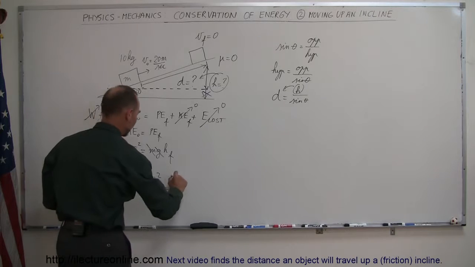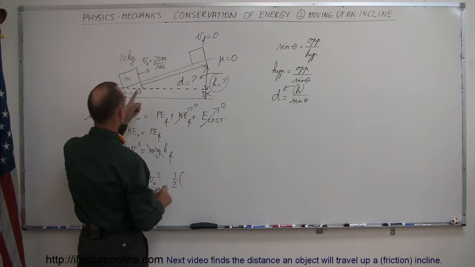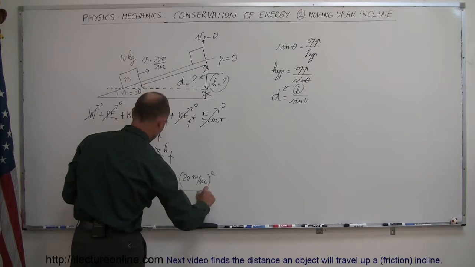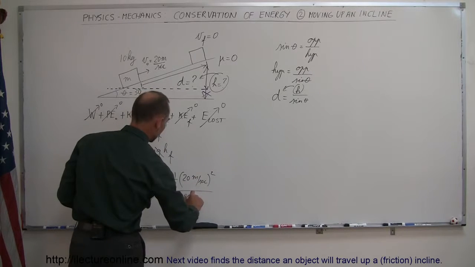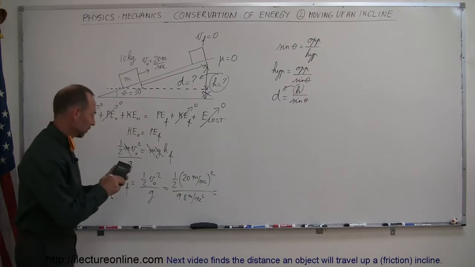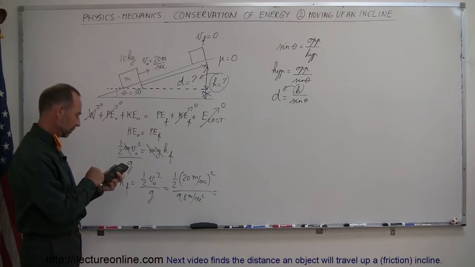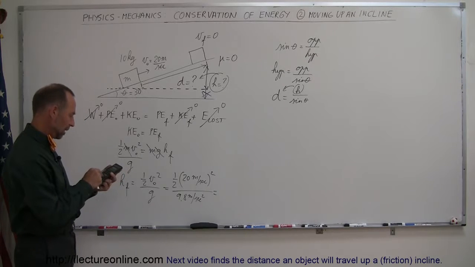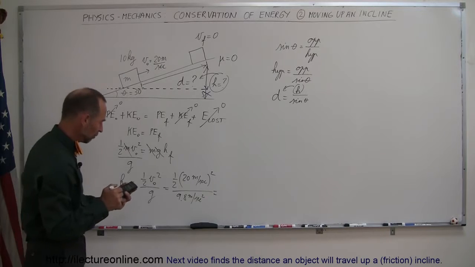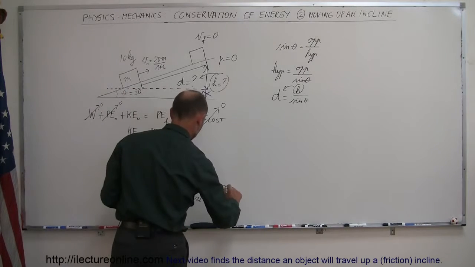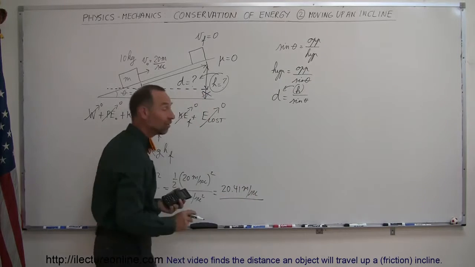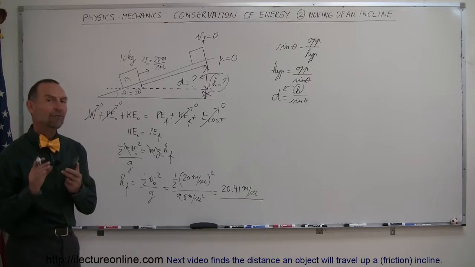If I plug in the numbers, I get 1/2 times the initial velocity, which is 20 meters per second, squared, divided by g, which is 9.8 meters per second squared. And that will give us the final height. So that gives us 400 divided by 2 and divided by 9.8. And that gives us 20.41 meters. All right, that's how much height it gained, but that's not how far it traveled up the incline.